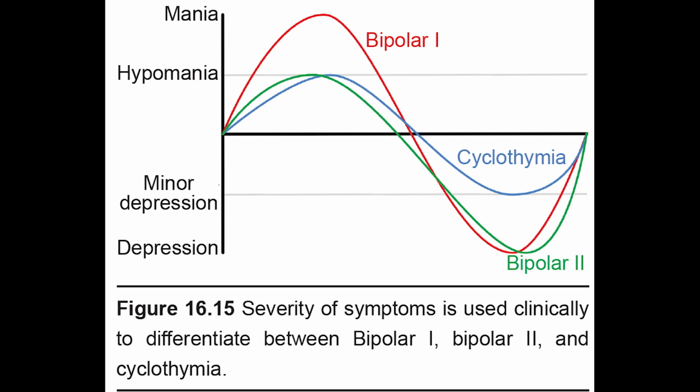A related diagnosis is cyclothymia, where a person has alternating mood states that shift from depression to hypomania, a less severe state of mania. Like most other disorders, bipolar disorder exists on a spectrum, and these labels only exist for simplicity.